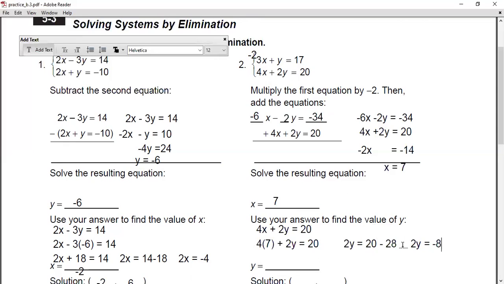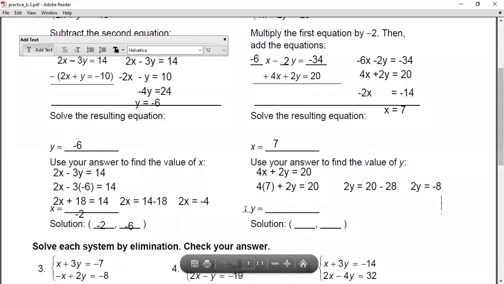It's going to be negative 8. So y is going to be equal to negative 8 divided by 2, which is going to give you a negative 4. So y is going to be negative 4. Again, don't ask me how. Y is going to be negative 8 over 2, which means divided by 2, which is going to give you a negative 4.